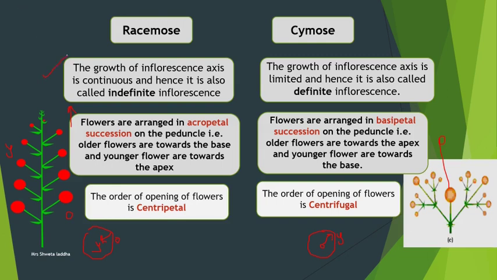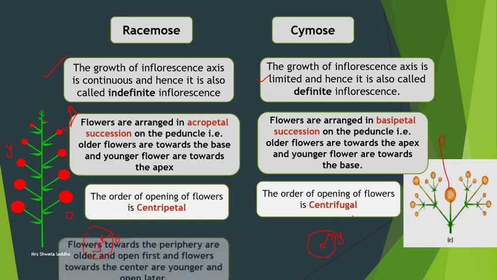Indefinite growth in racemose, definite growth in cymose. Acropetal arrangement of the flowers in racemose, older at the base, younger at the apex. Basipetal arrangement in cymose, older at the apex, younger at the base. Centripetal blooming of the flowers in racemose and centrifugal blooming of the flowers in cymose.